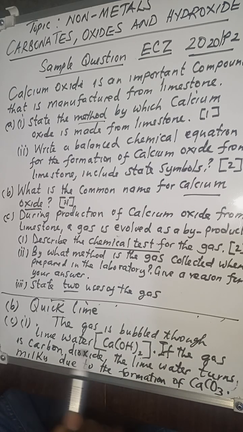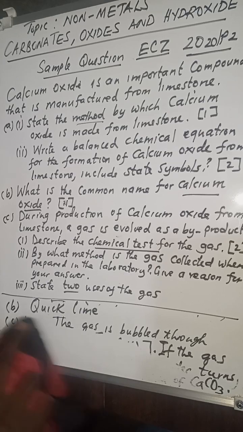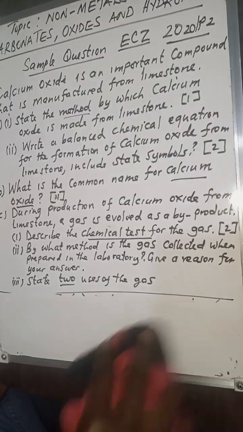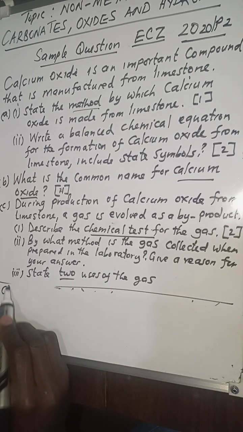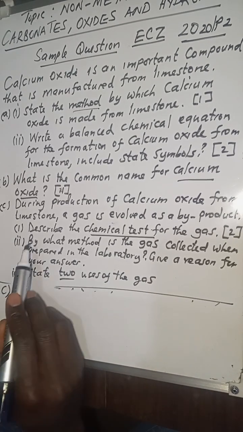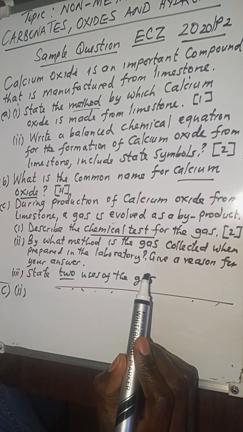So the gas is actually bubbled through lime water. So if the gas is indeed carbon dioxide, the lime water will turn milky. So if the lime water turns milky, then it simply means that indeed it is carbon dioxide, because it turns lime water milky due to the formation of calcium carbonate. So that is what you need to remember there. Okay, let's move on to C2, Roman 2 there. It says, by what method is the gas collected when prepared in the laboratory?